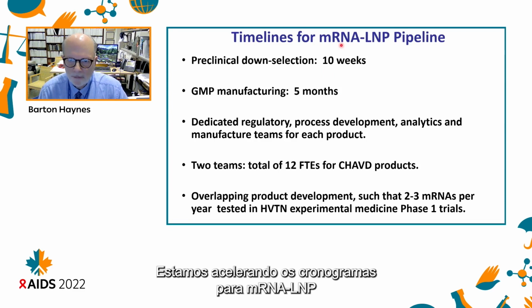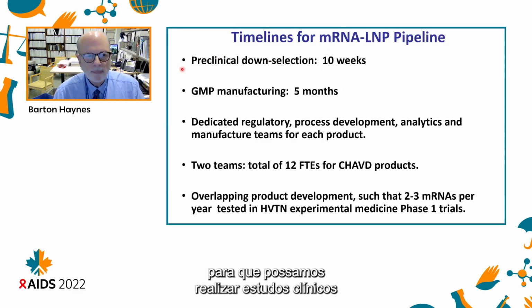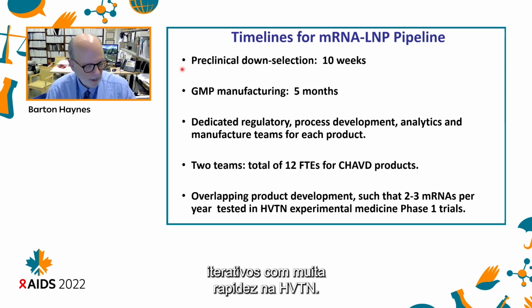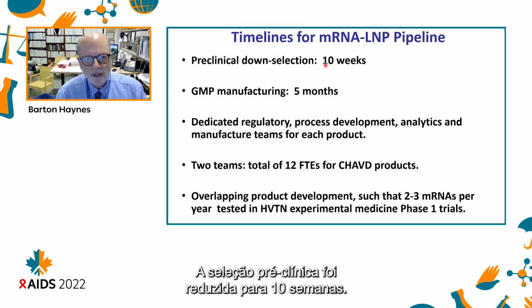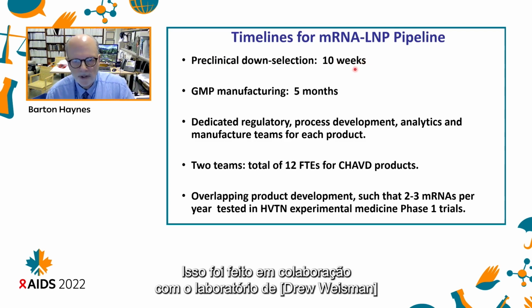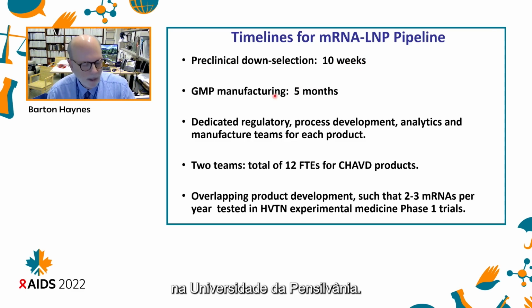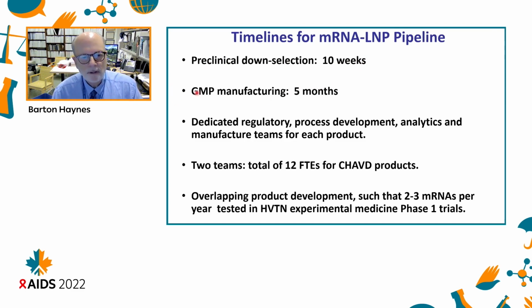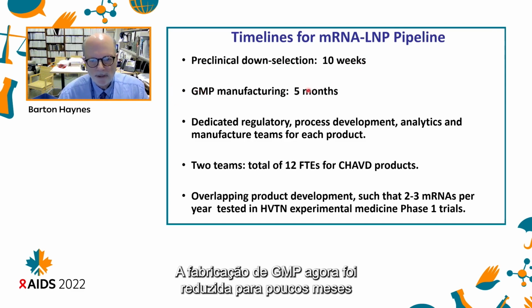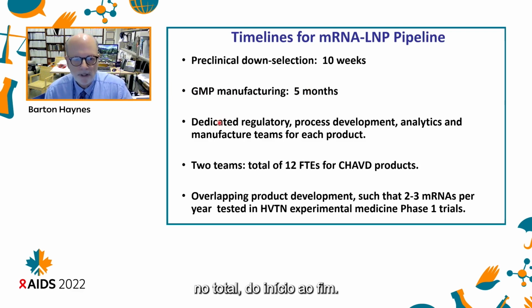The timelines for mRNA LNP are being accelerated in order to be able to perform iterative clinical trials very rapidly in the HVTN. Preclinical down selection has been decreased to 10 weeks, and this is in collaboration with Drew Weissman's lab at the University of Pennsylvania. GMP manufacturing has now been truncated to be totally about 5 months from start to finish.